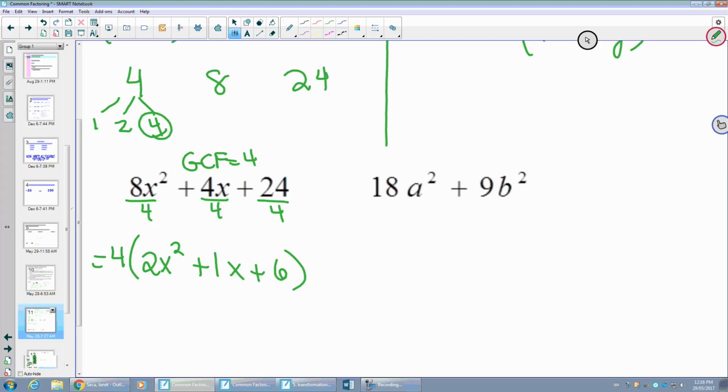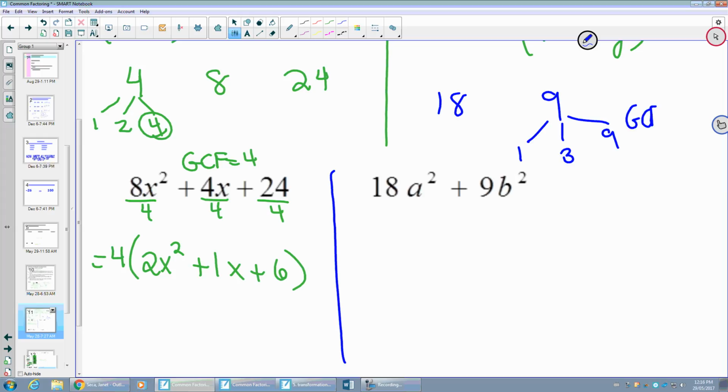On my next piece here, so again, I have two terms here, so I'm going to write it out. I'm going to do a different color here. So I have 18 and 9. So I start with my smallest number. My common factors of 9 are 1, 3, and 9. I can check, okay, which one would be the greatest common factor? See if you can figure that out. Hopefully you would have seen that your greatest common factor is equal to 9.